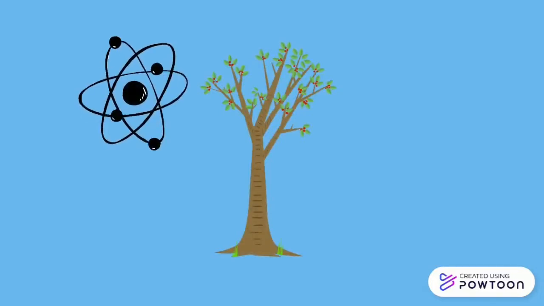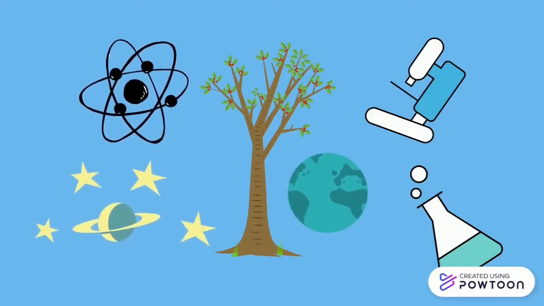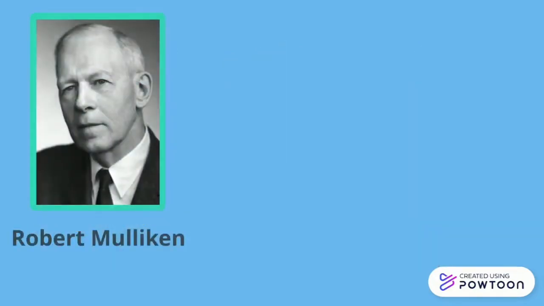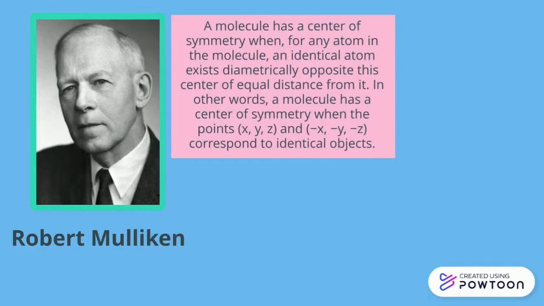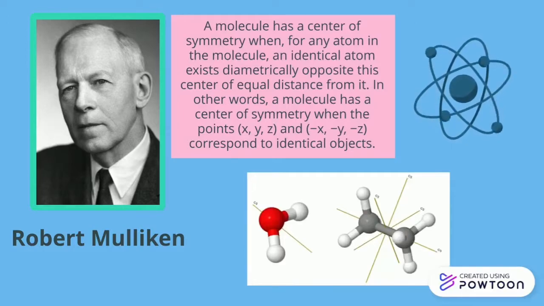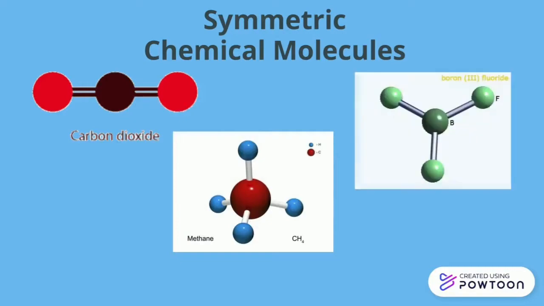Nature's symmetries can be found on every scale, from the structure of subatomic particles to that of the entire universe. Many chemical molecules are symmetric. Based on Robert Mulliken's molecular symmetry, a molecule has a center of symmetry when, for any atom in a molecule, an identical atom exists diametrically opposite this center at equal distance from it. In other words, a molecule has a center of symmetry when the points positive x, y, z and negative x, y, z correspond to identical objects. And these are some of the chemical molecules that are symmetric: carbon dioxide, methane, and boron trifluoride.